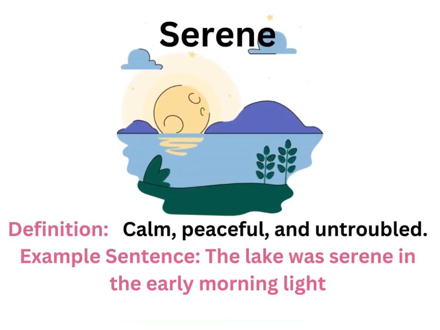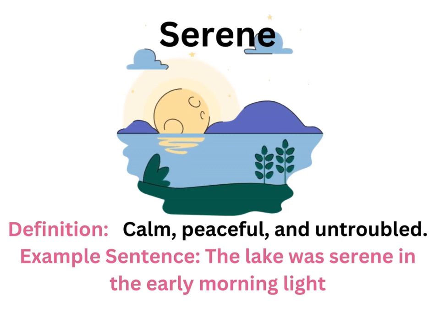Word: serene. Definition: calm, peaceful, and untroubled. Example sentence: the lake was serene in the early morning light.